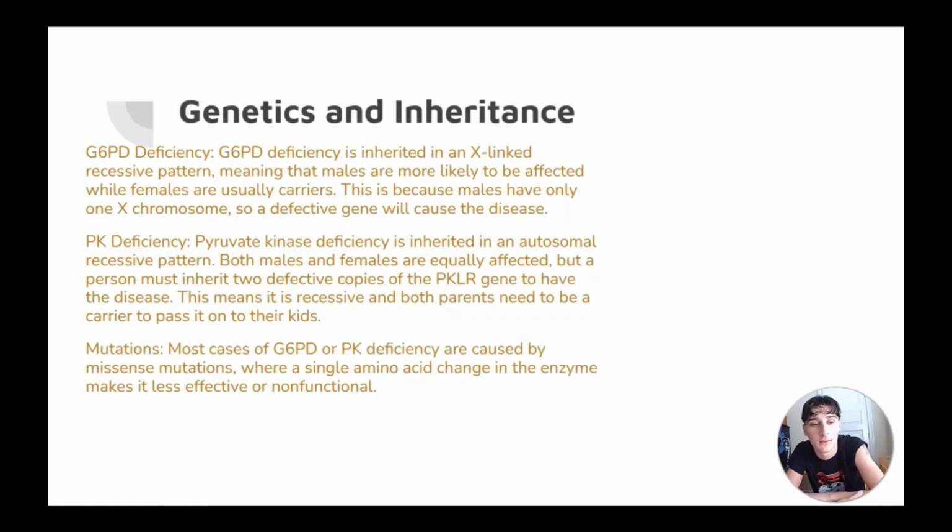The genetics and the inheritance. So for G6PD deficiency, it's inherited in an X-linked recessive pattern, meaning that males are more likely to be affected, while females are usually carriers. And this is because males have only one X chromosome, so the defective gene will cause the disease. PK deficiency. Pyruvate kinase deficiency is inherited in an autosomal recessive pattern. Both males and females are equally affected, but a person must inherit two defective copies of the PKLR gene to have the disease. This means it is recessive and both parents need to be a carrier to pass it on to their kids, and there's still not a 100% chance that carriers will pass it down to their kids.